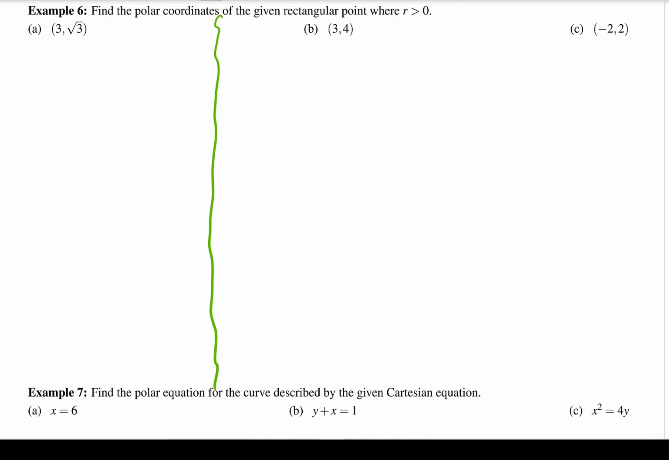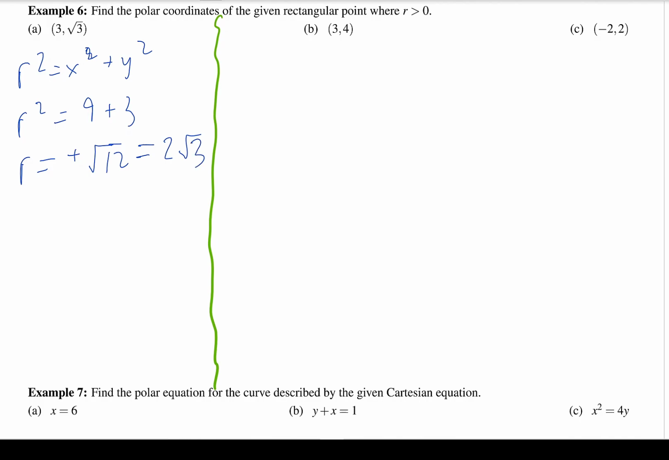Alright, for part A, what I'm going to start with is that r squared is equal to x squared plus y squared. So that means that r squared is going to be equal to 9 plus 3, because I just plugged in x equals 3 and y equals square root 3. So it tells me that r is going to be equal to plus or minus the square root of 12. Well, we know that we want a positive radius, so we're going to get rid of the minus, and so this is going to be 2 root 3.